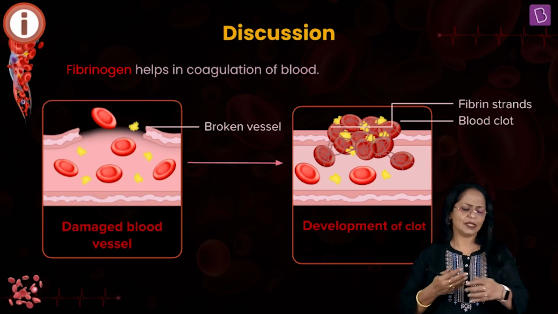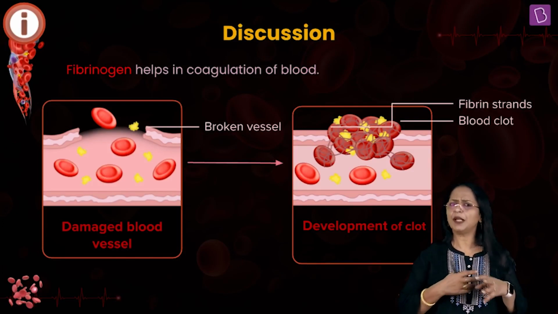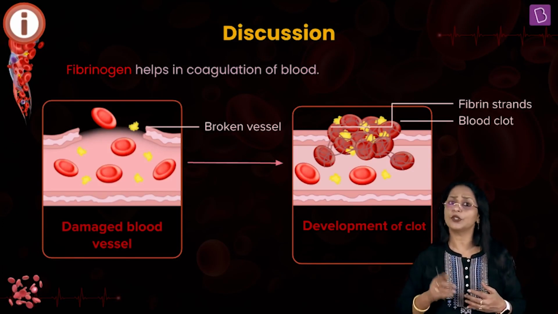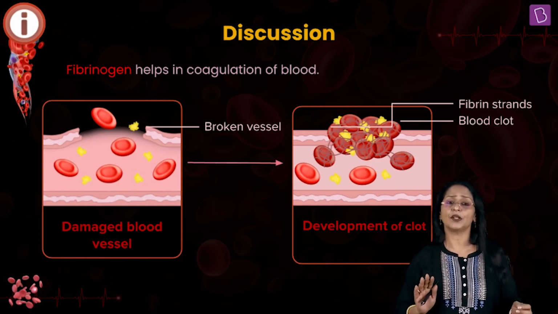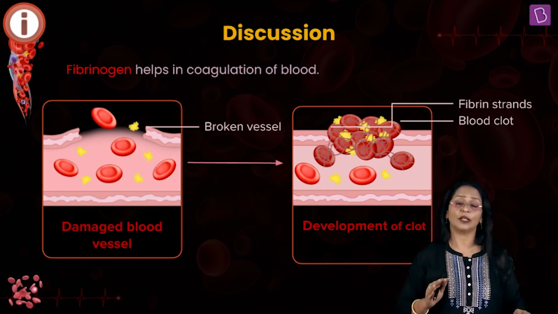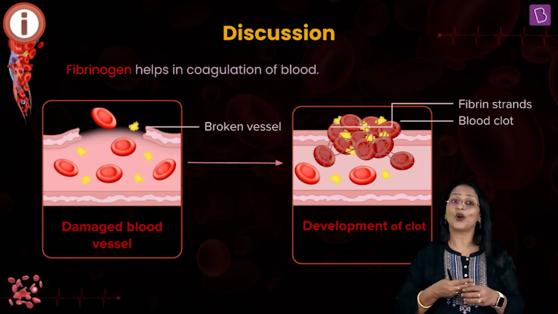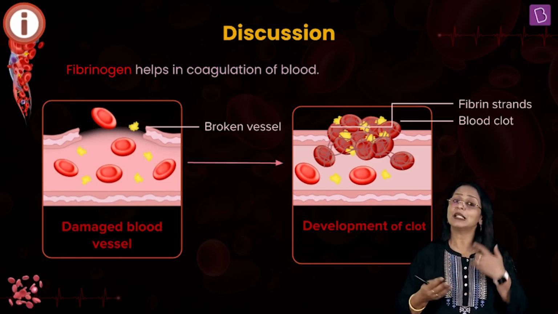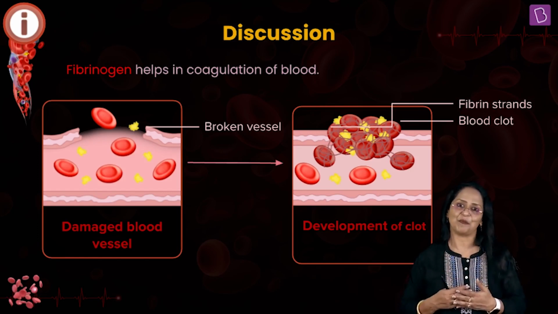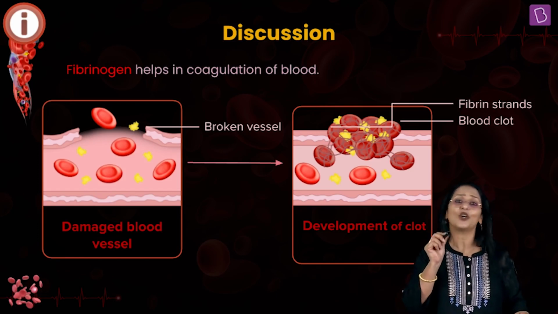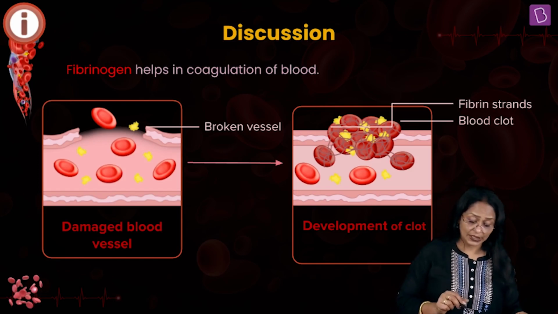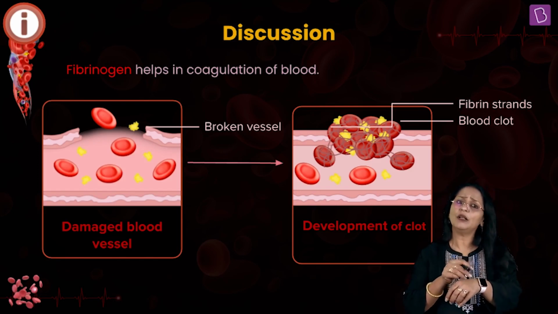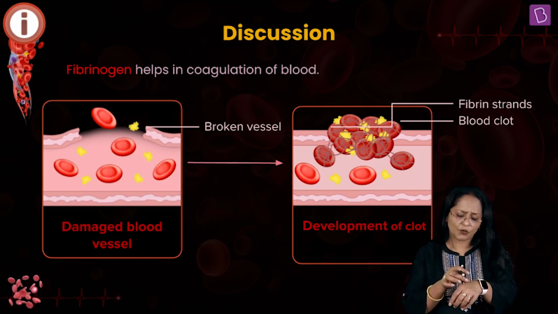So what happens? See, when you get cut, blood just does not keep flowing continuously. Yes, there is a genetic disorder where people do not have the clotting factor and they have what is called hemophilia, right? They can continuously bleed because there is no clot that is formed. But here, tiny cells called platelets or thrombocytes rush to the site of injury. Let's say I've got cut here.